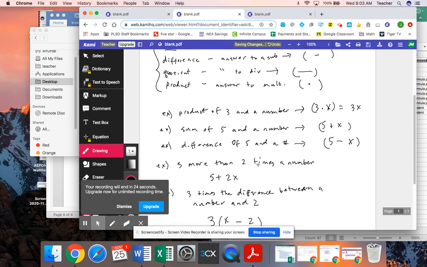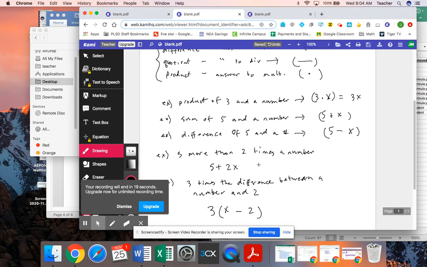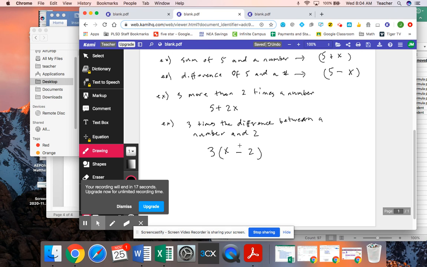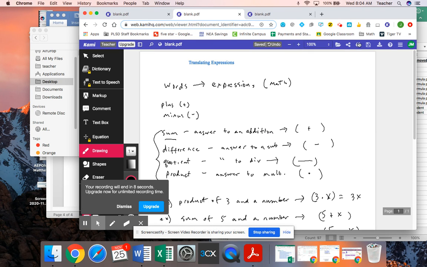And so when we translate from words to expressions, it helps to really pay attention to what it says and use some keywords. We obviously can't cover every single possibility in a 5-minute video, but hopefully this is the beginnings of it, and we'll get more practice in class. All right, this is all about translating expressions.